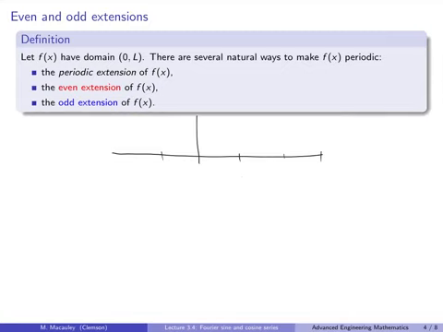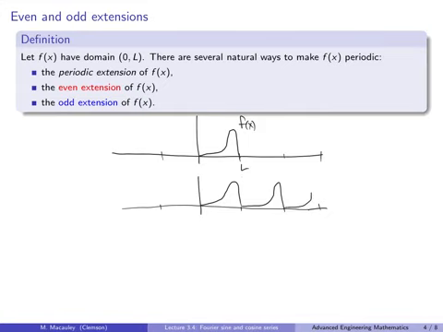So let's suppose f of x looks like this. So this is f of x. I've made it very non-symmetric. So this is defined only on 0 to L and nowhere else. So the first way that we can make it periodic is to just copy paste it. We can just take that little window and copy paste it like this. And we're going to call that the periodic extension of f, because it's just taking this and copy pasting it left and right.